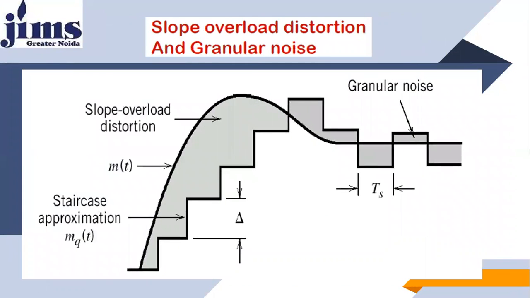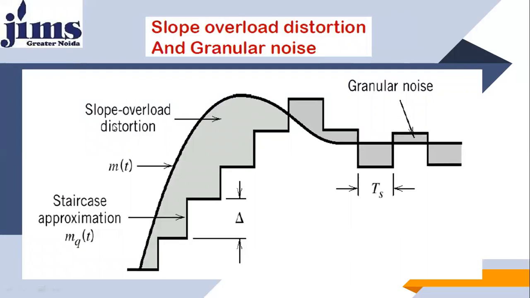So in this process of delta modulation, two noises come into the picture, or you may say two errors come into the picture. One is slope overload distortion, and the other is granular noise. One is slope overload, the second one is granular noise. Now, the question is, when does this slope overload distortion come?